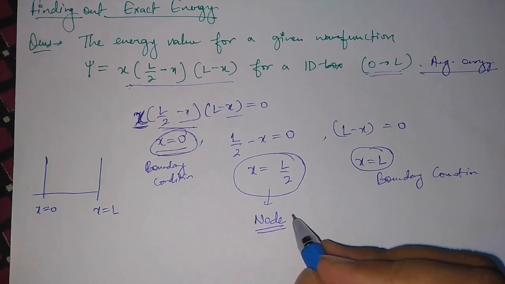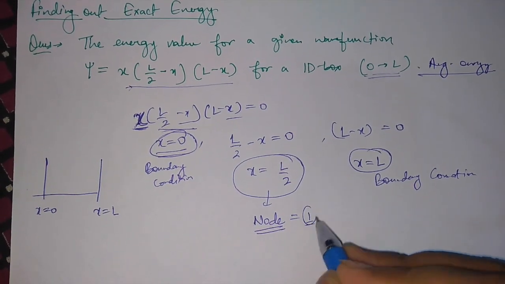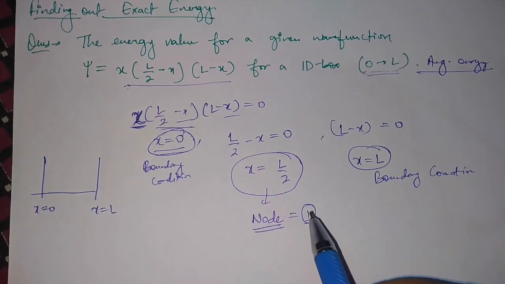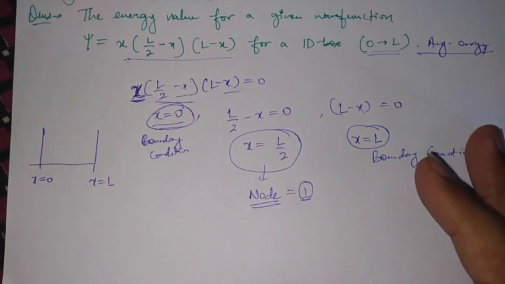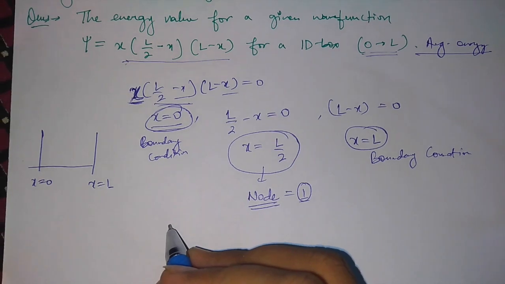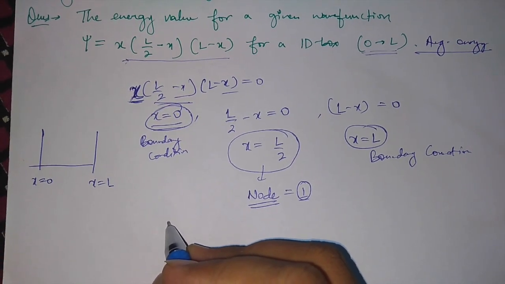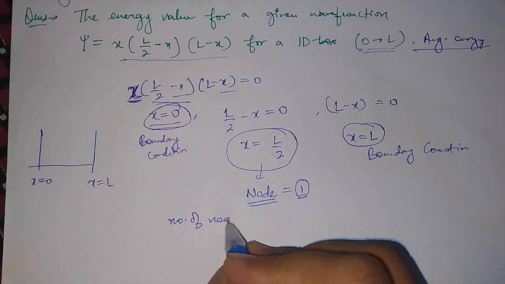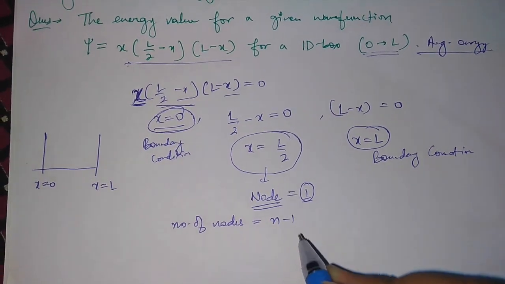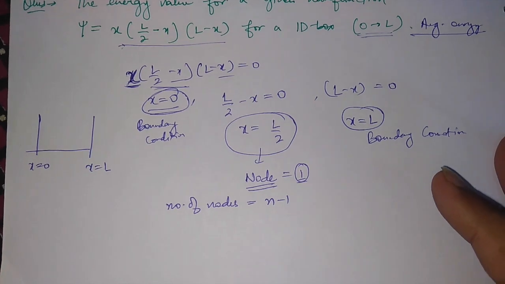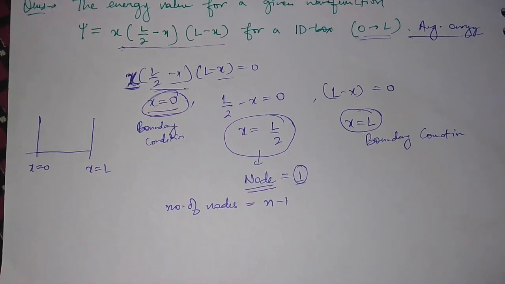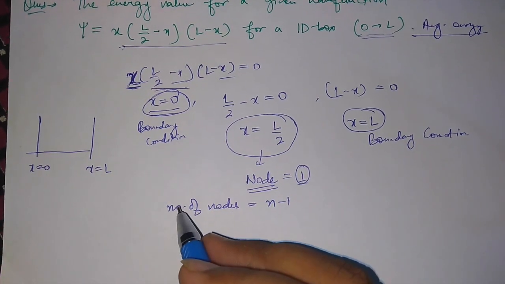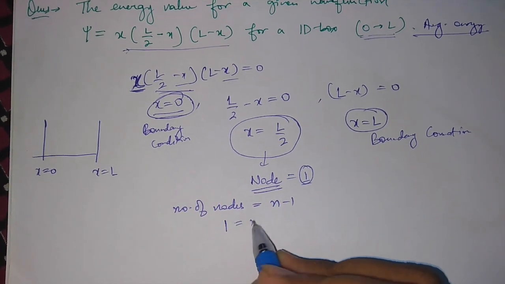Now how many nodes did you get? You got just one node, at L by 2. Now there is a formula to find this out: the number of nodes is equal to n minus 1, where n is the number which you put over there. So the number of nodes over here is 1, which equals n minus 1.